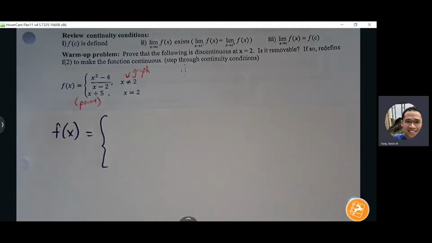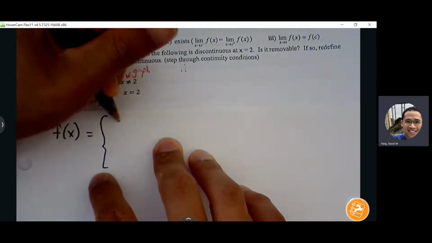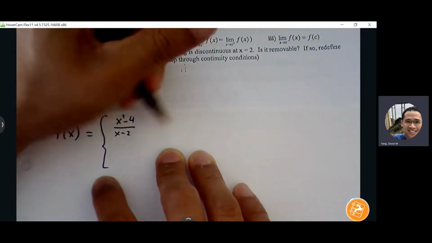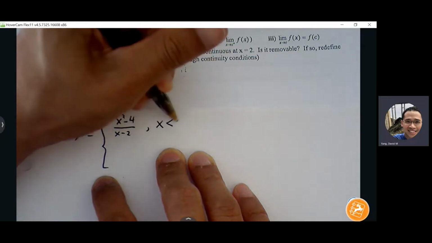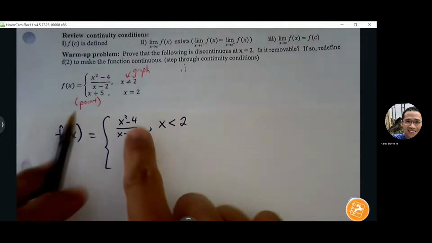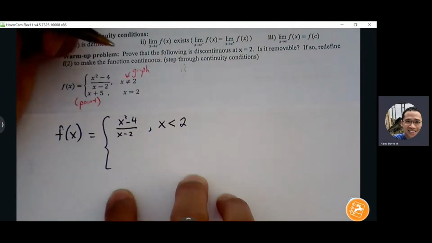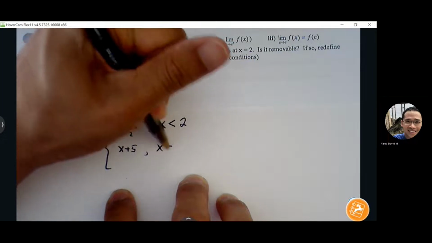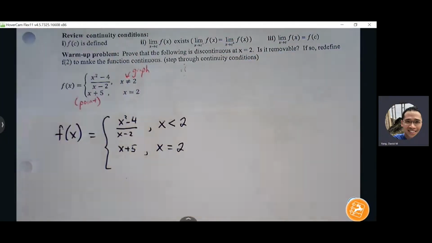So this first statement, x squared minus 4 over x minus 2, exists everywhere except at 2. So I can say that this graph, x squared minus 4 over x minus 2, is going to exist to the left of 2. Right? Everywhere except 2 includes the left of 2. Next up, I do have something that exists at 2, which is the x plus 5. And what about to the right of 2? What do we use to the right of 2? Yep, also the first one.